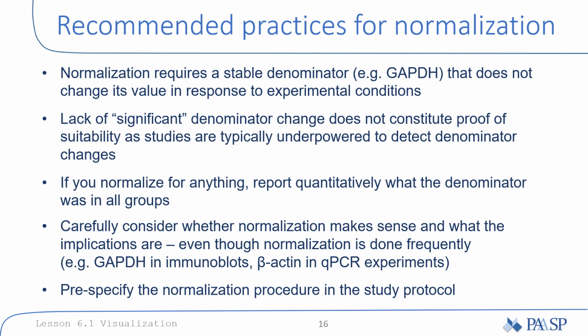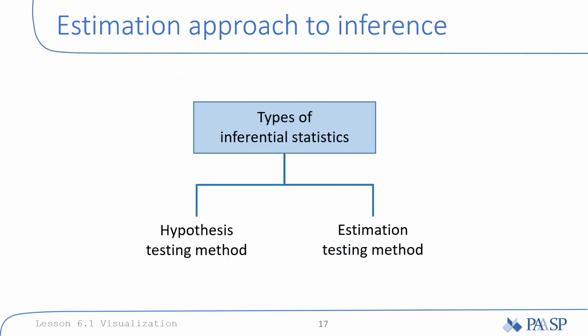And finally, it is important to pre-specify the normalization procedure in our study protocols. The last topic of this session about data presentation, which we would like to discuss, is related to choosing the most adequate statistical method, which affects the way how you analyze as well as present your obtained data to potential readers. There are basically two types of statistical inference methods.